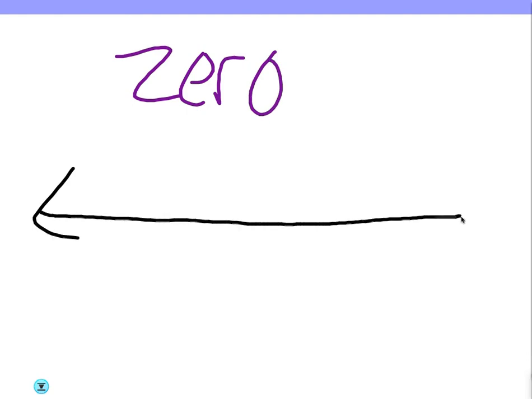The next type of slope is zero. I'll talk about undefined in a second. Zero slope is when you have a horizontal line.